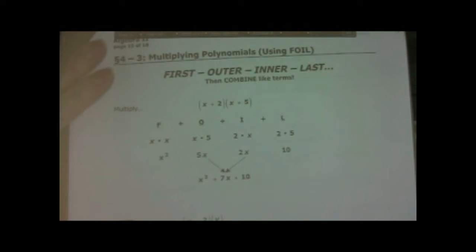If you've ever drawn the little rainbows, the first connects this one to this one. So x times x. The outers, x times 5. The inners, 2 times x. And the lasts, 2 times 5. So sometimes you may have drawn that on your paper to keep track of what got multiplied by what. We're going to go through a bunch of examples, some very simple to some more complicated.